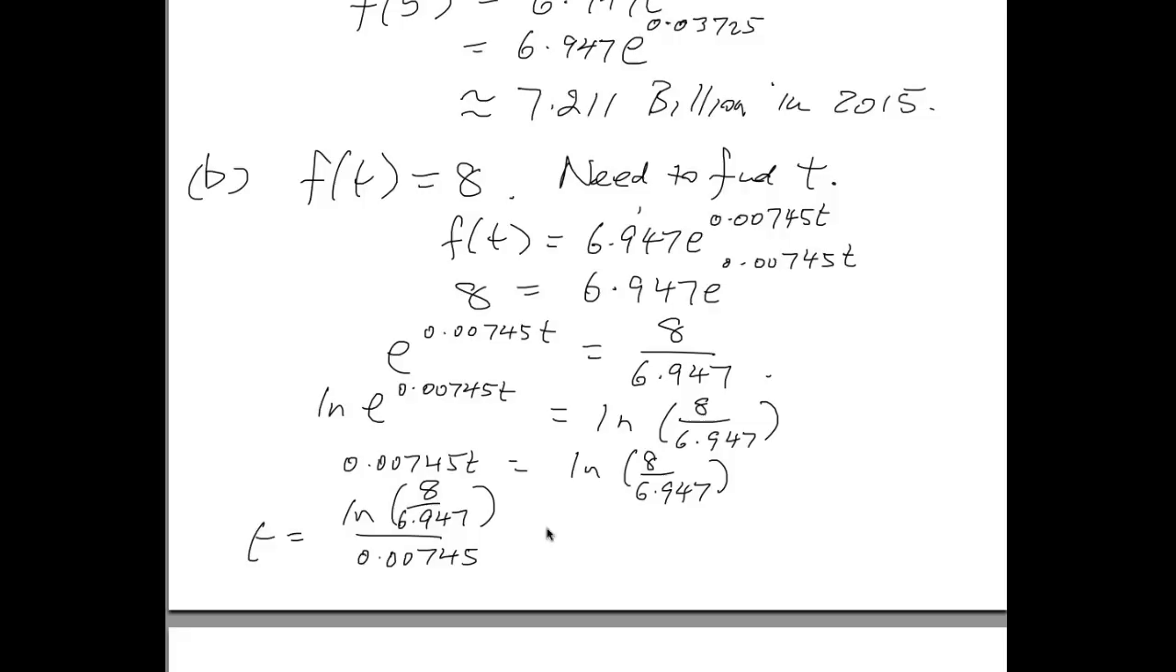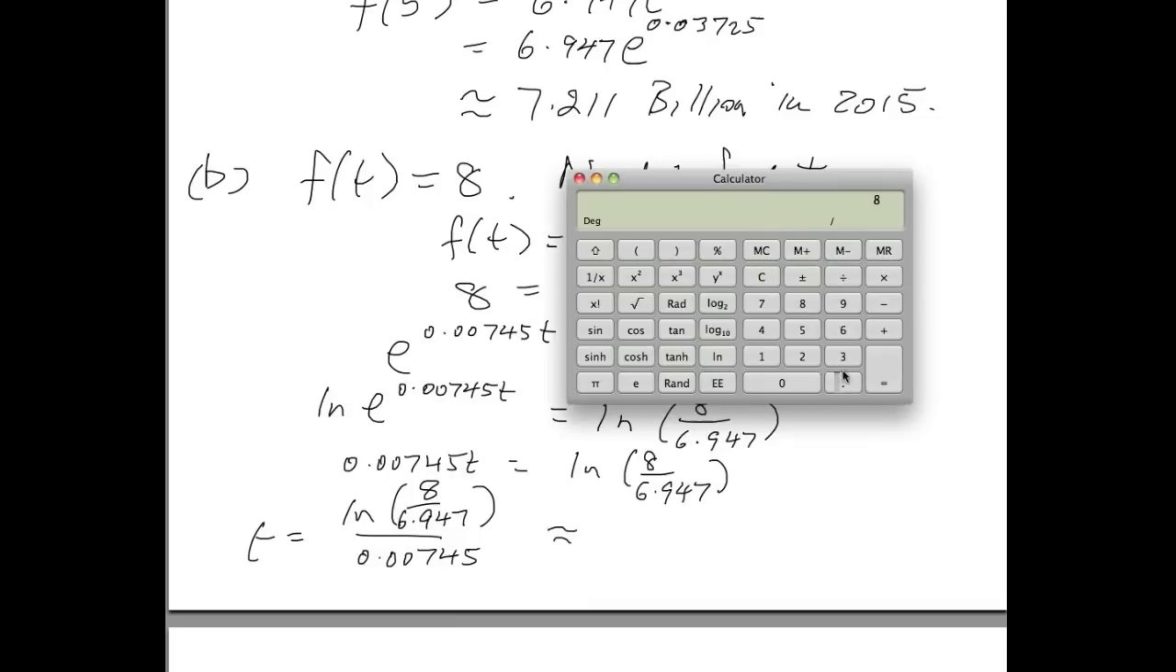Now we can get a calculator onto this. All right, so we have 8 divided by 6.947 is equal to this. Take the ln of it, is equal to this. Make sure we did that right. 8 divided by 6.947 equals this. All right. Take the ln of it. And now divide it by 0.00745. And we end up with 18.9.